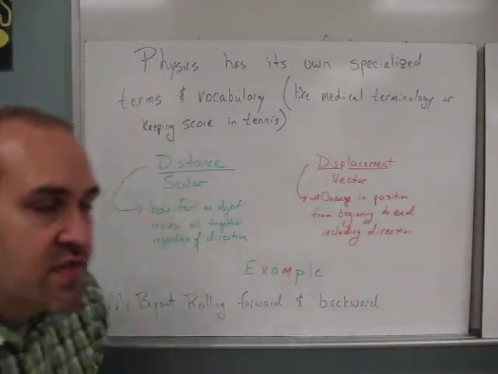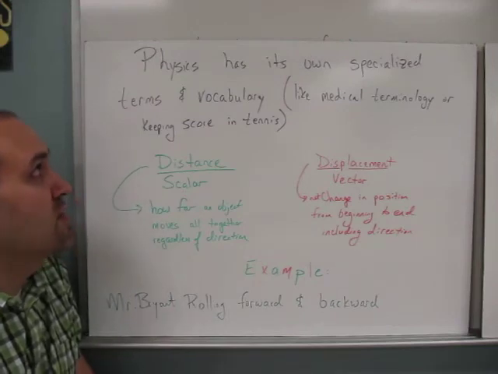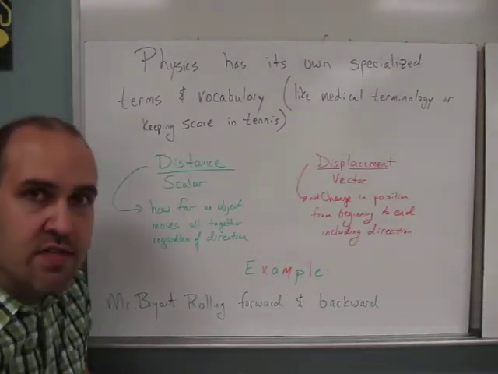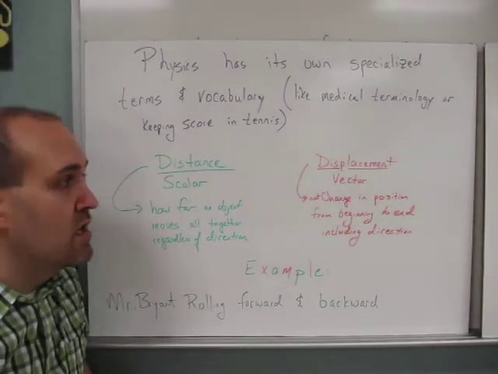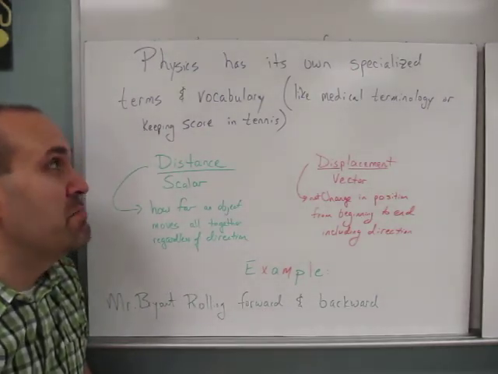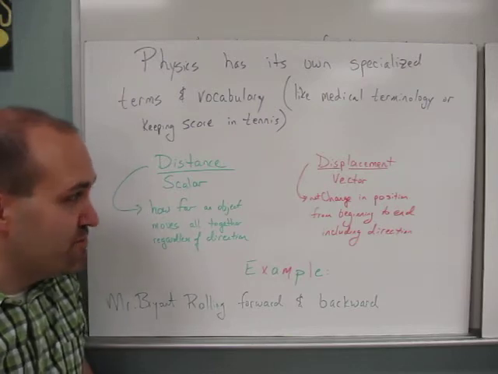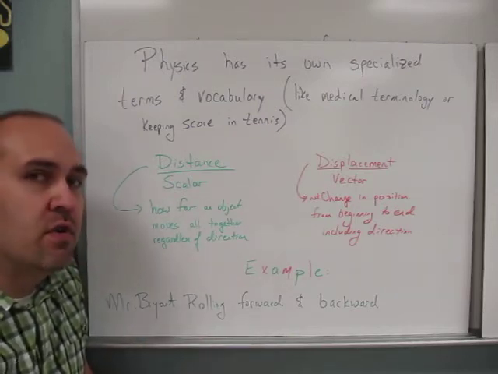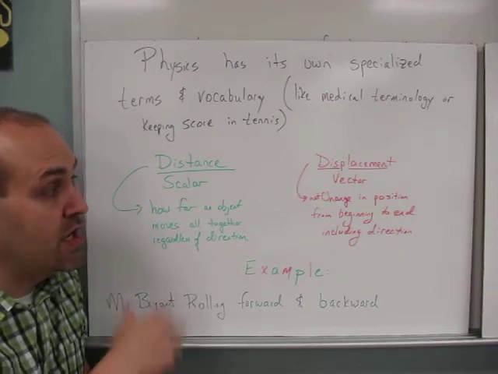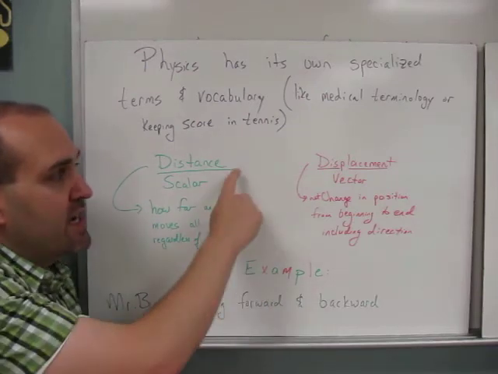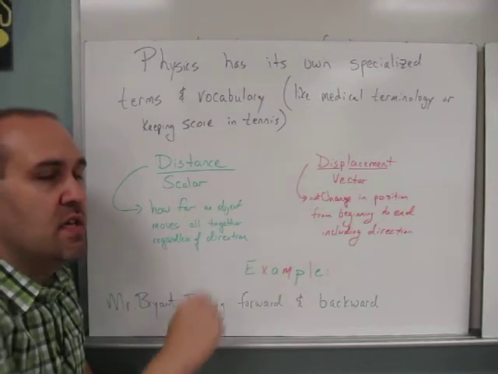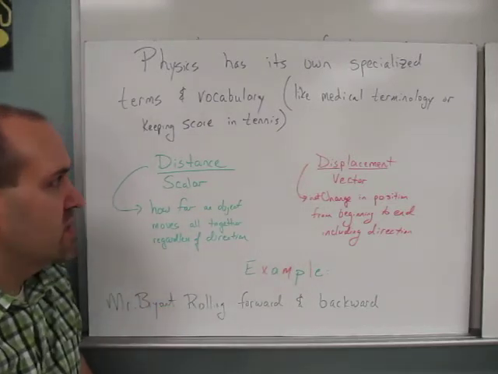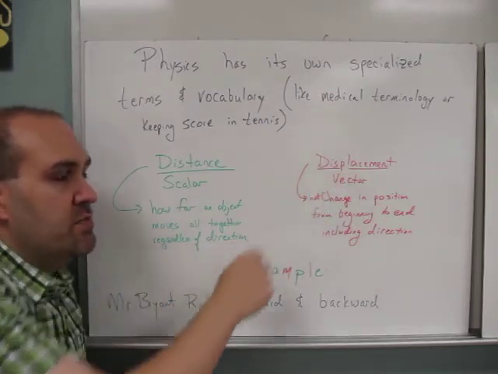Physics, like many other scientific fields, has its own set of specialized terms and vocabulary. Like specialized terms that exist in medicine for certain diseases, or in keeping score in tennis, for example, have special terms for the score. In physics, we have special meanings for words, just like we do in any other field. And we actually make a distinction between the words distance and displacement. Those are two different things to a physicist. Distance is a scalar and displacement is a vector.